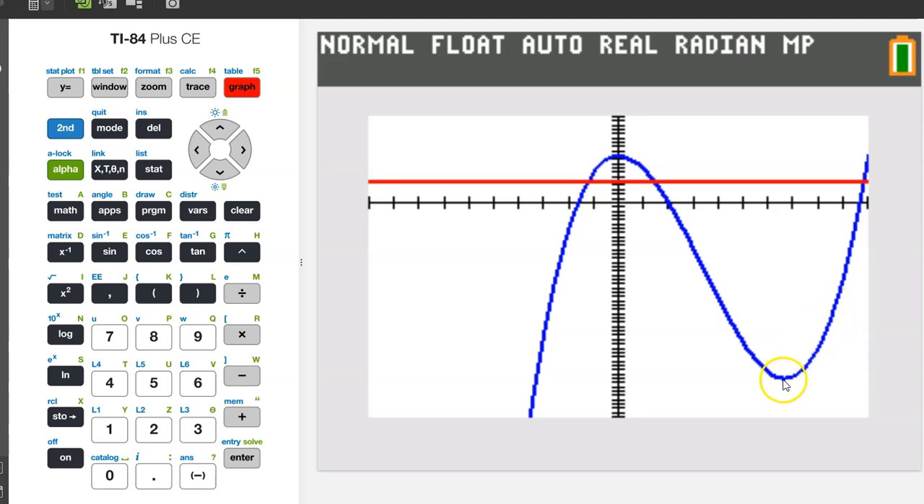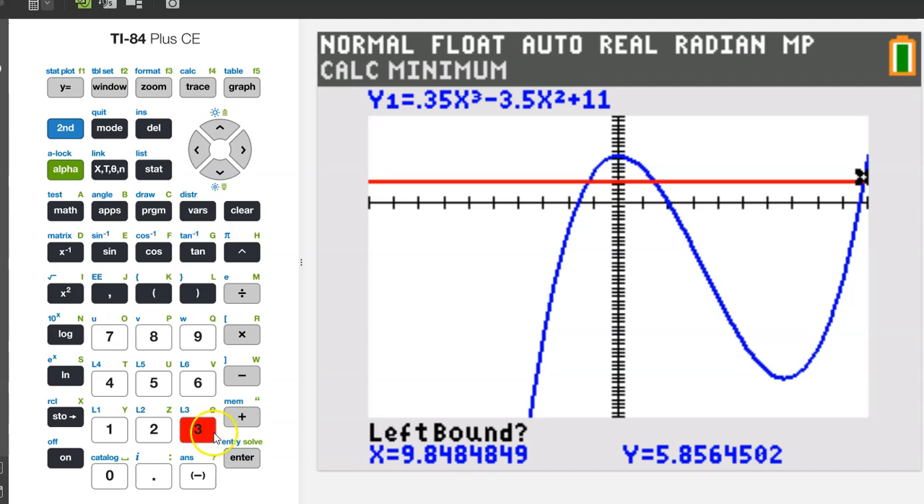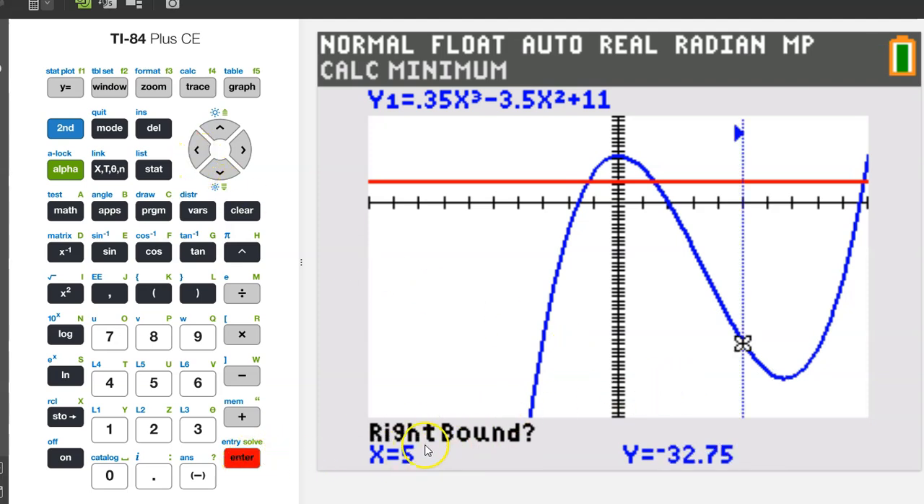This will be a local minimum. So let's hit second trace and choose option 3 for minimum. We need to move to the left of the minimum for left bound. So let's just hit this left arrow key until we get to the left of the minimum and hit enter. For right bound, we need to be to the right of the minimum. So here we are, hit enter.